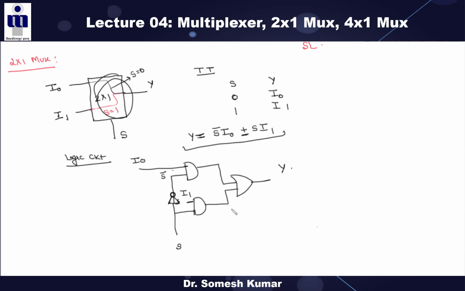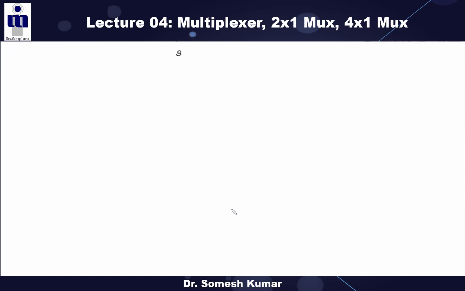Clear? It is very easy, right? Similarly, can you design the 4 is to 1 mux? Okay, I am giving you the example also, 4 is to 1 mux.